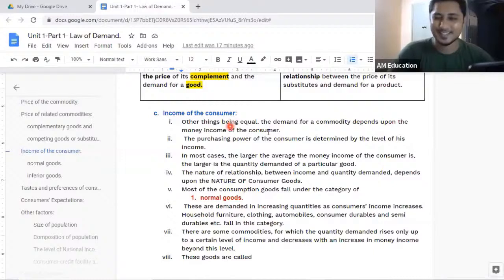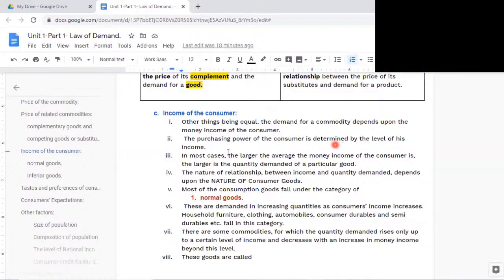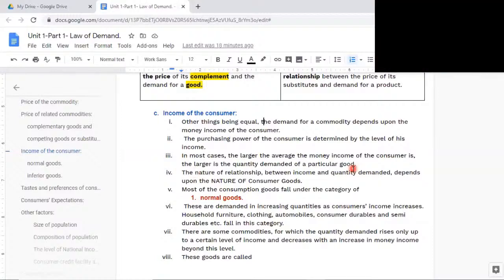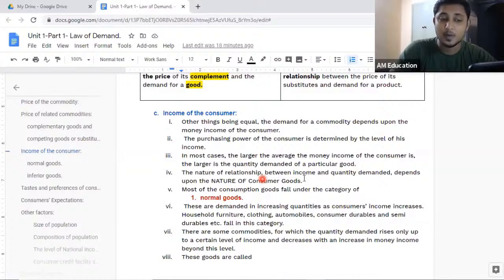So, other things being equal, the demand for a commodity depends upon the money income of the consumer. The purchasing power of the consumer is determined by the level of his income. In most cases, the larger the average money income of the consumer is, the larger is the quantity demanded of a particular good. The nature of the relationship between income and quantity demanded depends upon the need.